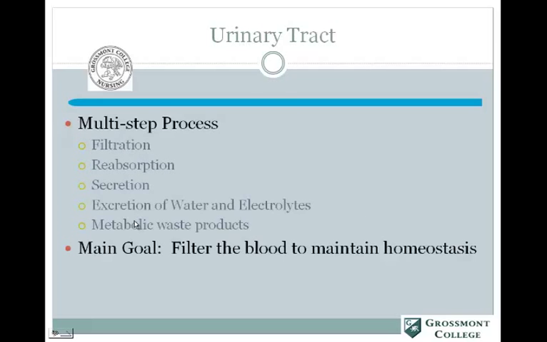So the urinary system, this process starts in the kidneys, the nephrons, the tubules, the loops, the glomerulus. Remember that stuff from A&P. These are where the whole process starts and takes place, and the main goal is to filter the blood to maintain our homeostasis. So remember, the body's always trying to keep things in balance, and the kidneys do that with a lot of different chemicals, which we'll get into in a bit.